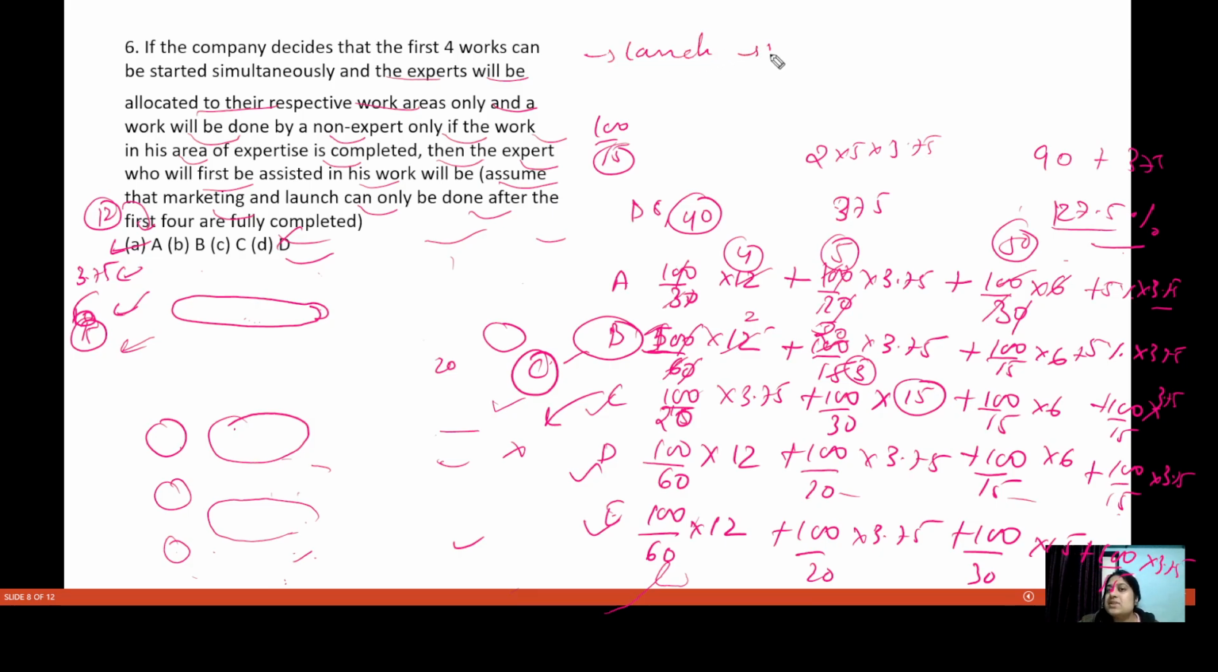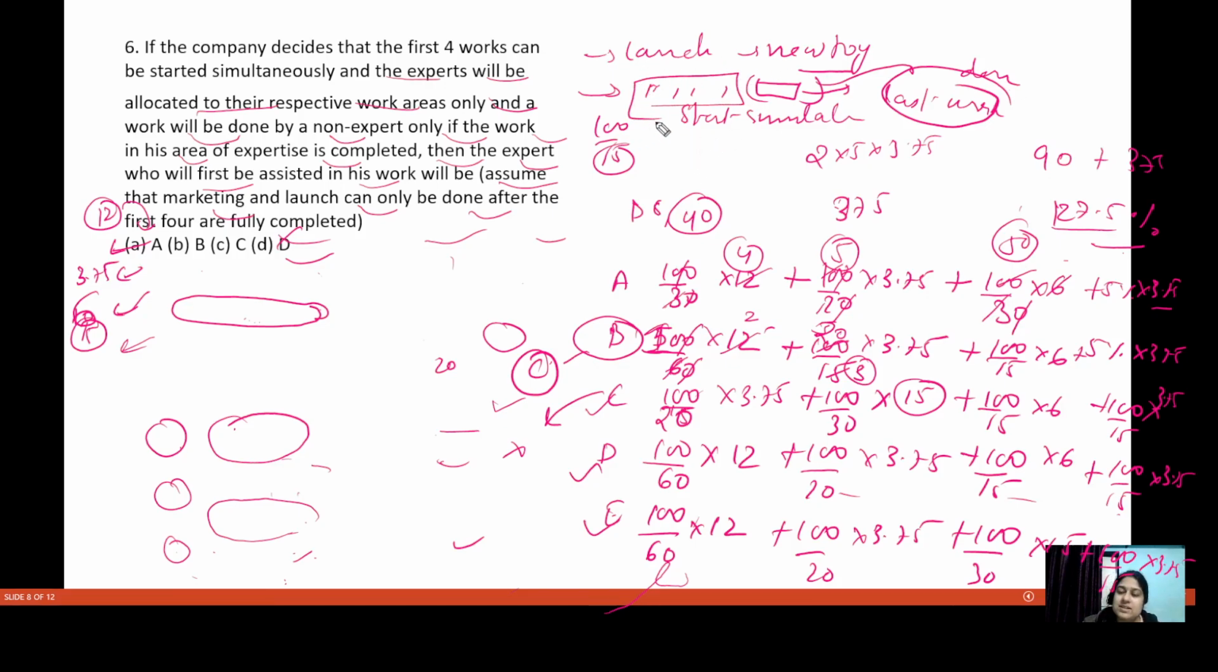Okay, in the first we calculated the number of days to launch a new toy. But in the second, here what he's saying is that now all the four works can start simultaneously, and the last work has to be done after all the first four works are finished.